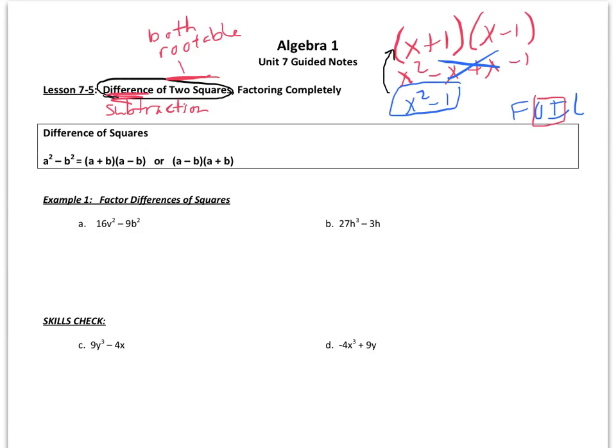Now notice, x squared is rootable. I can root x squared and I get x. 1 is rootable. The root of 1 is 1. And you have a difference. And look how your solution would be if we go that direction. Our x squared is created from those two, and our 1 is created from those two.